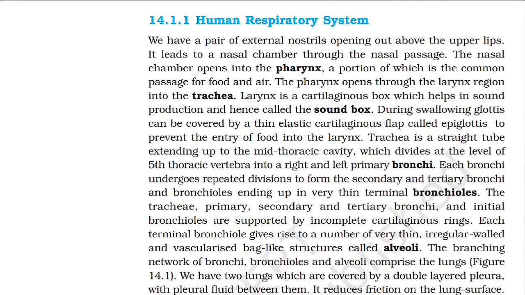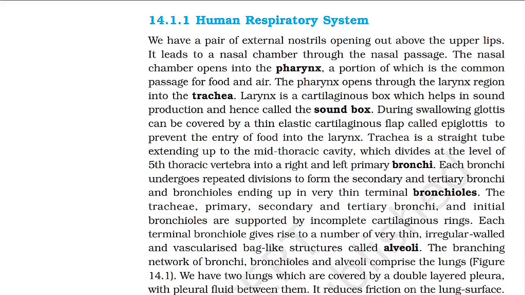Each bronchus undergoes repeated divisions to form the secondary and tertiary bronchi and bronchioles, ending up in very thin terminal bronchioles. The trachea, primary, secondary and tertiary bronchi and initial bronchioles are supported by incomplete cartilaginous rings. Each terminal bronchiole gives rise to a number of very thin, irregular-walled and vascularized bag-like structures called alveoli. The branching network of bronchi, bronchioles and alveoli comprise the lungs.